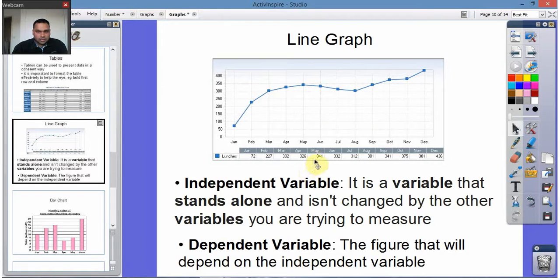And the figure here of the sales is dependent on obviously the month. So for example, August will always be 300. Well, it won't always be 300, but in this particular year, December one will be 350, for example. So it's dependent on the independent variable.